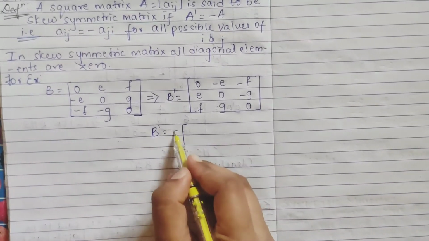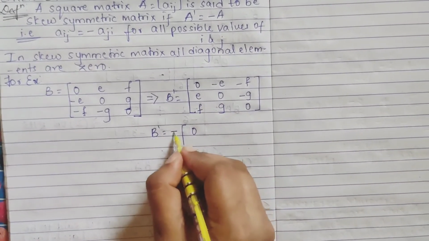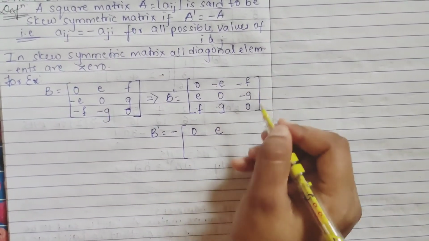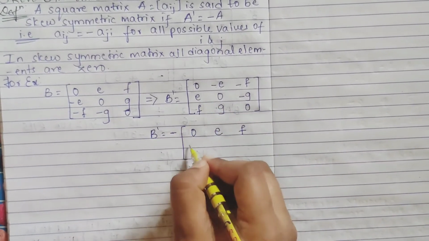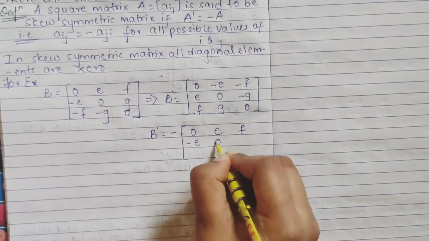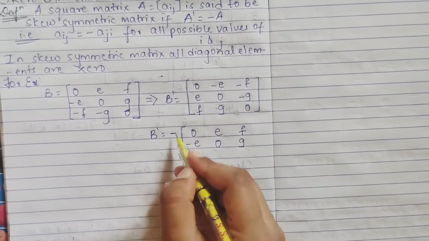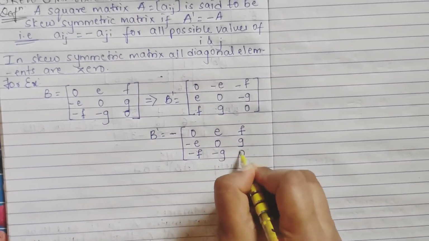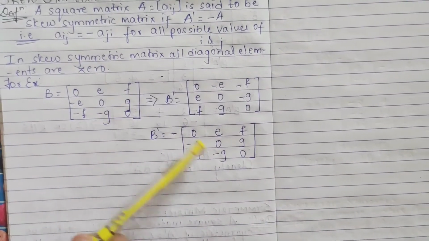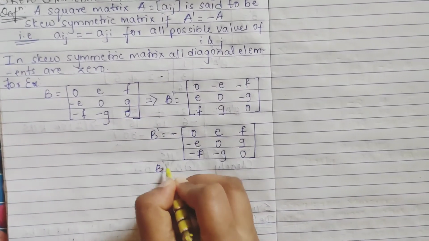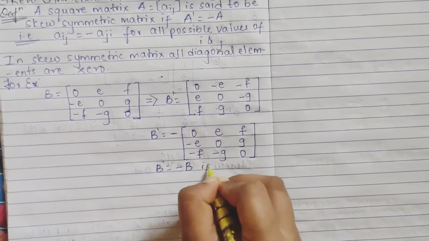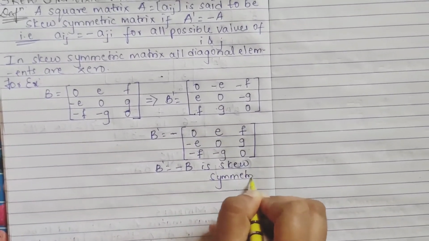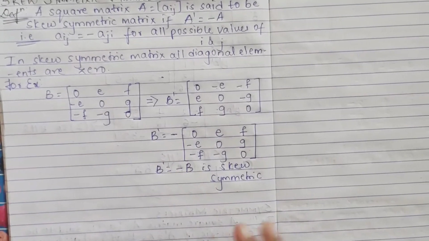Suppose 0, minus 0 is 0. Minus of minus E, minus into minus is plus, plus E. Minus into minus is plus F. Plus into minus, so this becomes minus E, 0. Minus into minus is plus G. Minus into F is minus F. Minus into G is minus G, 0. So here you can see you are getting the same. So finally you can write B transpose is equal to minus of B, so it is skew symmetric. I hope it is clear for you how you have to do skew symmetric and symmetric.